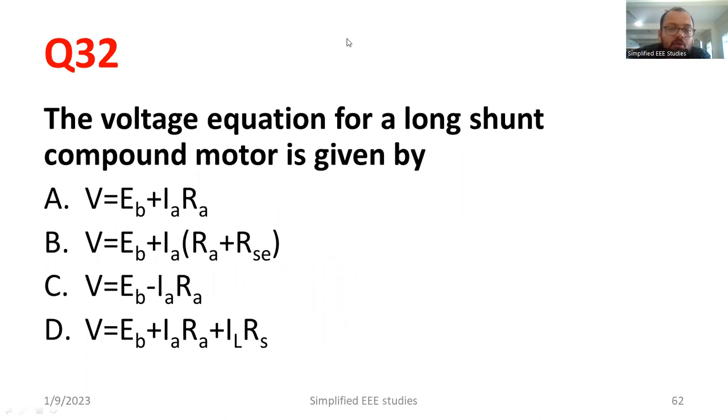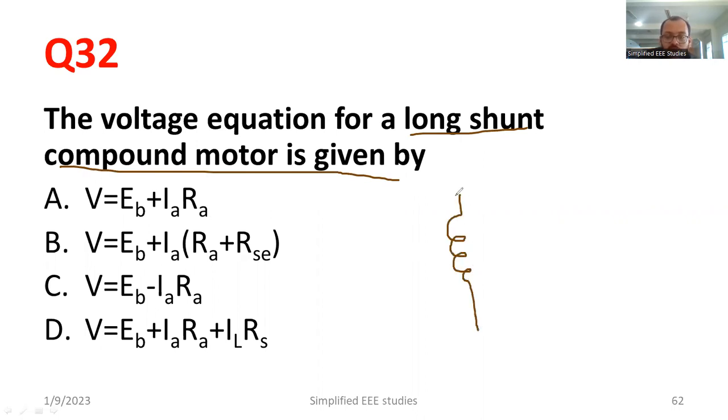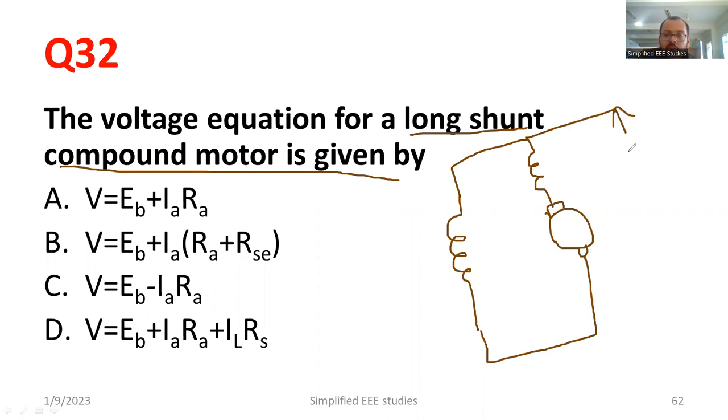Next is: the voltage equation for a long shunt compound wound motor is given by, which is the right answer? If I talk about the compound wound motor, it must have two field windings, one of which will be in series with the armature. Am I right or not? So this is actually your long shunt DC motor. We are providing the supply voltage, V is the supply voltage, right?